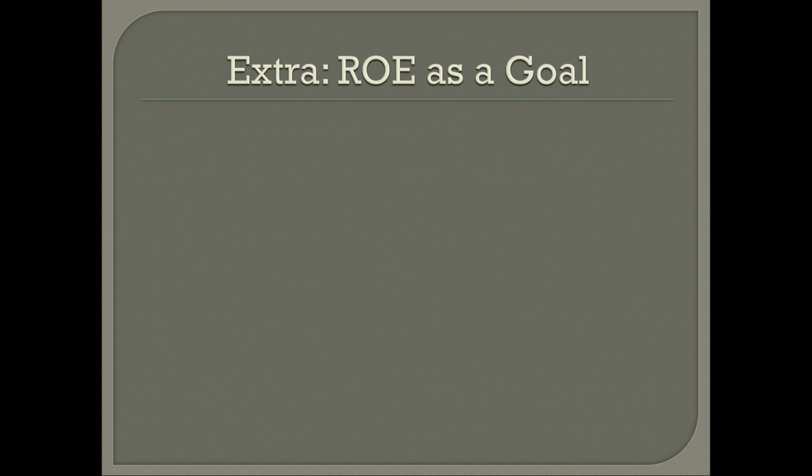So our extra material here towards the end is focusing on ROE as a goal. In Chapter 1, we said the goal of financial management was to maximize shareholders' wealth, so maximize the stock price. Why does the DuPont then focus on maximizing ROE and identifying its main drivers?